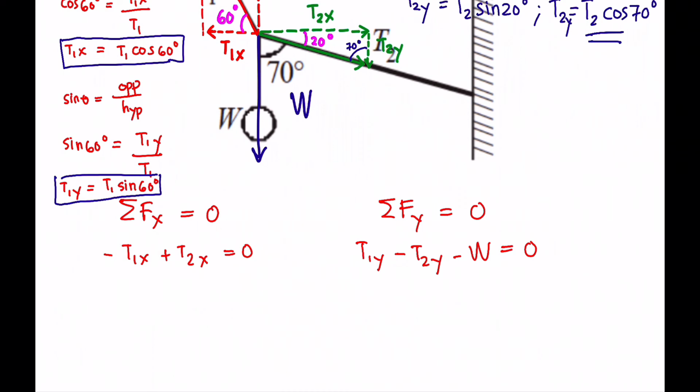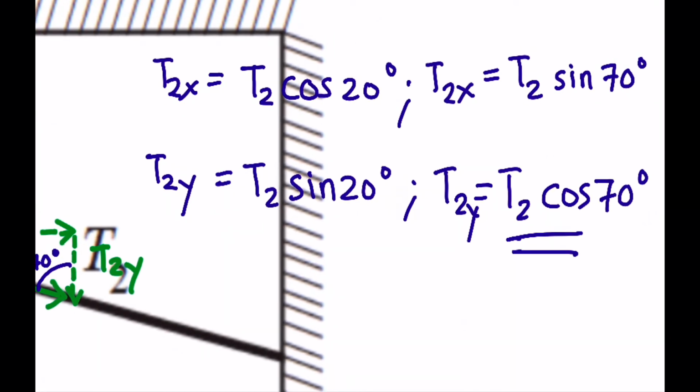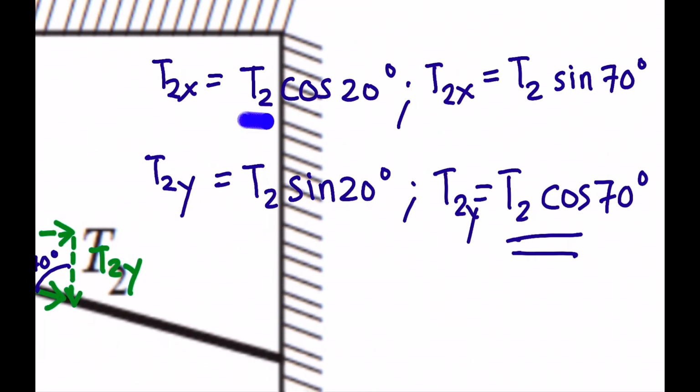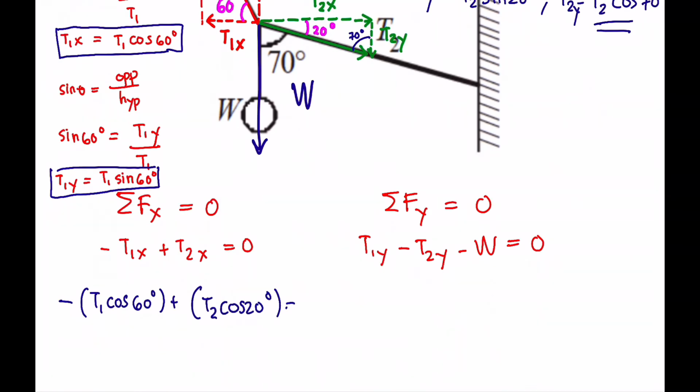Okay, so now let us substitute to the equation that we have here at the bottom. So we'll have negative T1x, which is T1 cosine 60 degrees, plus T2x. So we came up with T2x having two possible values. So it's up to you what you're gonna use. You could use this or this. So I'll use T2 cosine of 20 degrees is equal to 0. And that is my summation of the forces on the x-axis.